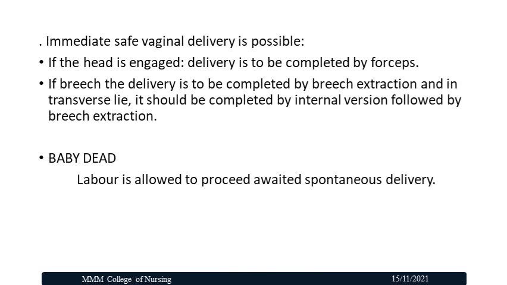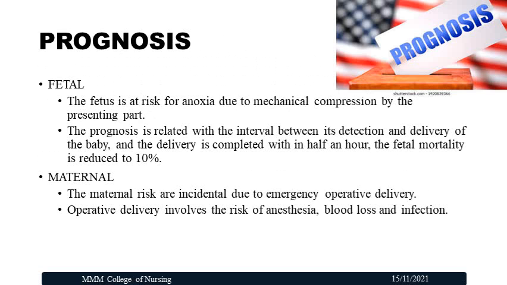Safe vaginal delivery is possible in some cases. If the head is engaged, delivery is to be completed by forceps. If breech, the delivery is to be completed by breech extraction. In case of transverse lie, it should be completed by internal version followed by breech extraction. If the baby is dead, labor should be allowed to proceed to spontaneous delivery. There is no need for an unnecessary cesarean section when the baby is dead. So this is about the management.